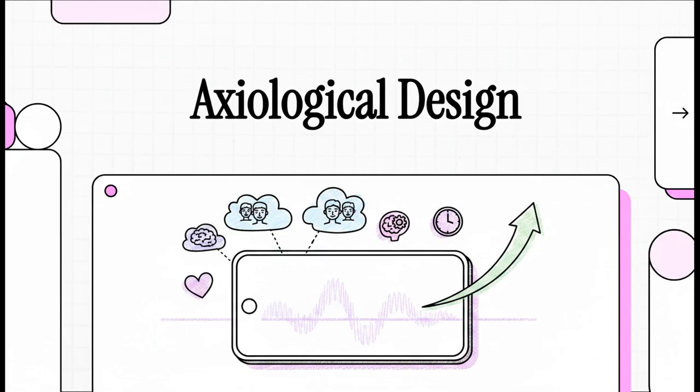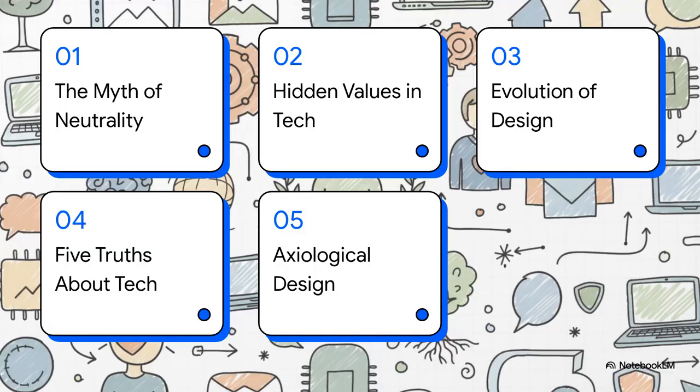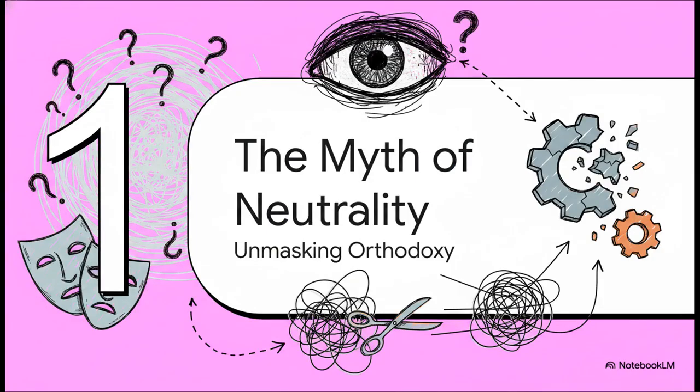Today, we're going to explore a groundbreaking analysis that argues our technology is carrying an invisible psychological weight, and more importantly, what we absolutely must do to reclaim our human values in the digital age. Okay, let's dive right into our roadmap for today. We'll be covering 1. The myth of neutrality, 2. Hidden values in everyday tech, 3. The evolution of design, 4. 5 truths about technology, and 5. Enter axiological design.